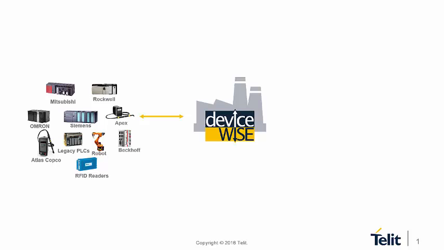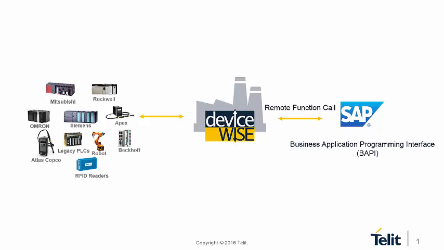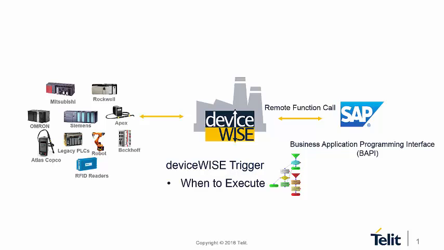At this point, connectivity has been established between deviceWISE and your plant floor assets. A connection has also been established between deviceWISE and the SAP ERP system. The BAPI that deviceWISE will execute has been identified as well. The final step is to create a deviceWISE trigger where you will define the conditions that determine when to execute the BAPI on the SAP Plant Maintenance system. Within the trigger, you will also assign the device data items that will be passed to the SAP server.